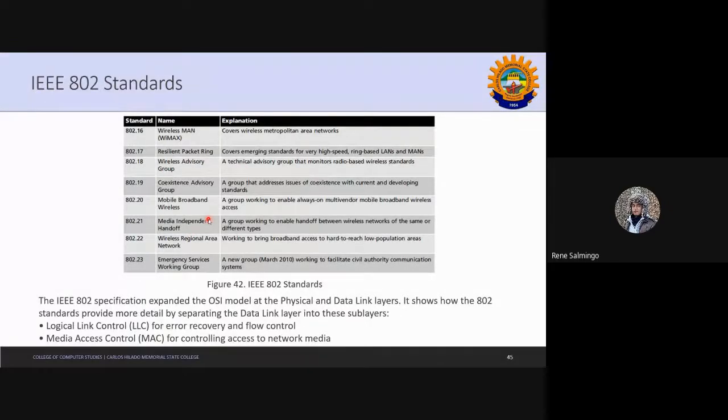Now we have the future standards. So we have mobile broadband wireless 802.20, and we have 802.21 media independent handoff, and we have 802.22, that is wireless regional area network. So that will be used for those areas that are difficult to reach. And we have also 802.23, that is emergency services working group.